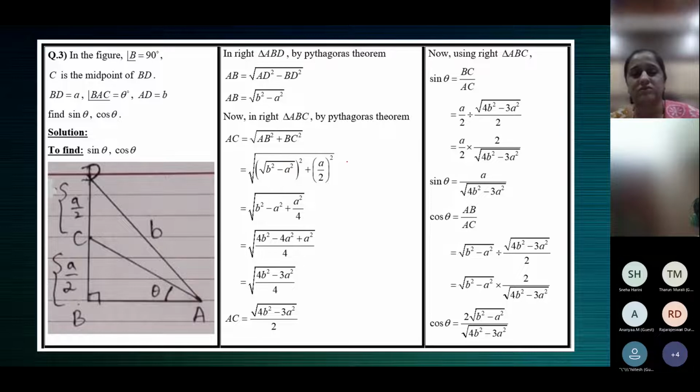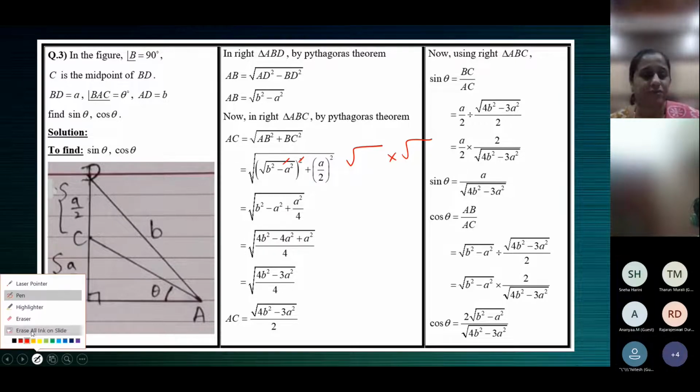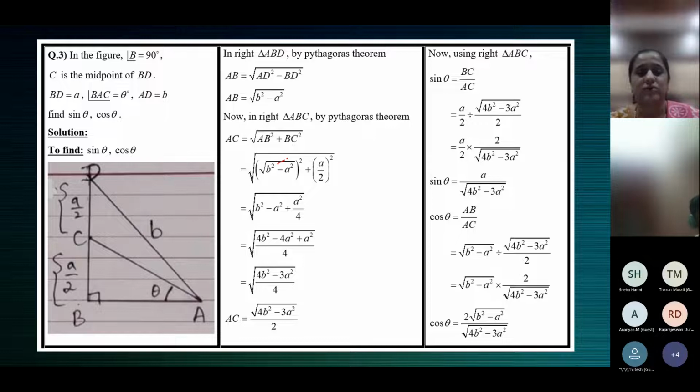So it's like square root of something into square root of something. The square and the square root get cancelled. So it's B square minus A square. It's like the square root and the square get cancelled. So B square minus A square plus A square by 4.